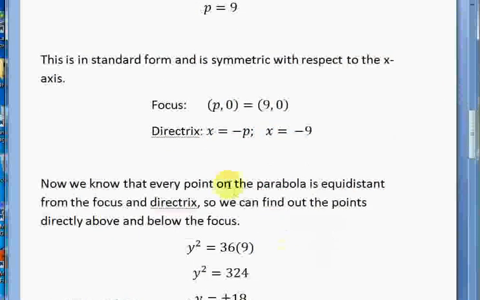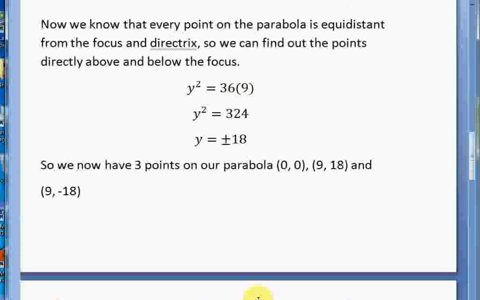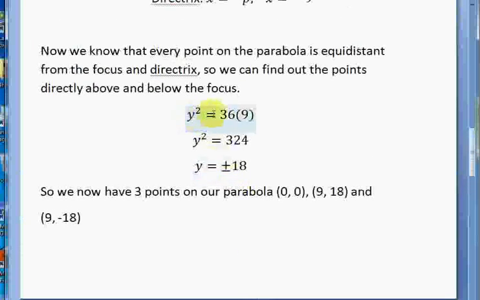Now, we know that every point of the parabola is equidistant from the focus and directrix, so we can find points that lie directly above and below the focus. Remember, this parabola, let me show you a graph of it, opens right. Here's my focus. I should be able to go up and find this point and go down and find that point easily. The way I'm going to do this is to take my original equation, y squared is 36x, and plug in my x-value of 9. This gives me y squared is 324. So when I solve, I get y is plus or minus 18. So now I automatically have 3 points for my parabola. I have the origin, which is the vertex, the point 9, 18, and the point 9, negative 18.